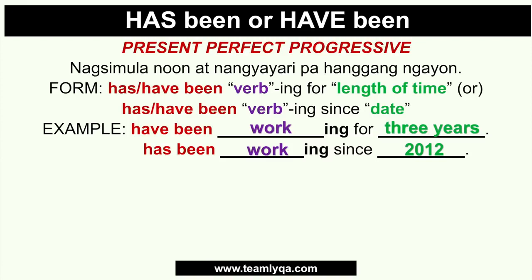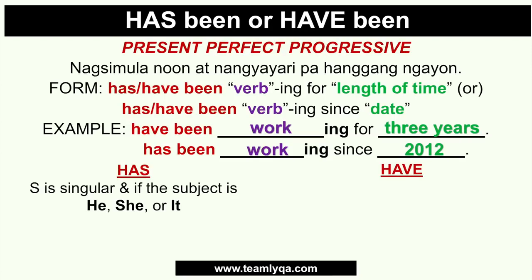Ngayon, kailan mo gagamitin ang has, kailan mo gagamitin ang have? Okay? There is another question. So, first question is, wait lang, yung nangyayari ba dun sa sentence? Nagsimula ba siya noon at nangyayari pa hanggang ngayon? If the answer is yes, then you're going to use yung has been or have been. Now, has o have. Ang tamang sagot would rely on sino ba yung subject.